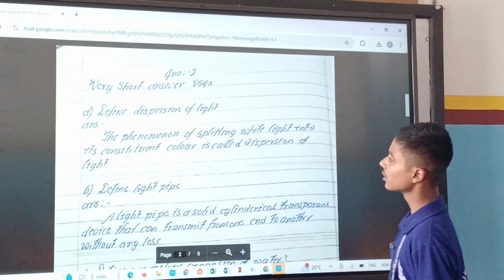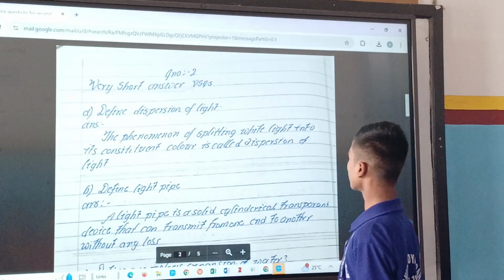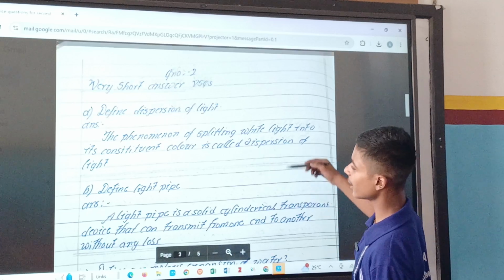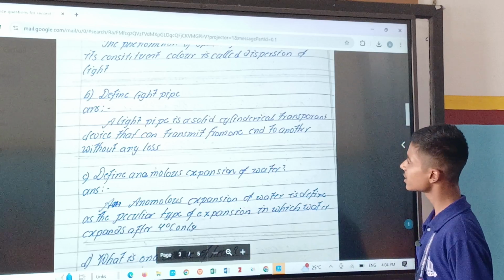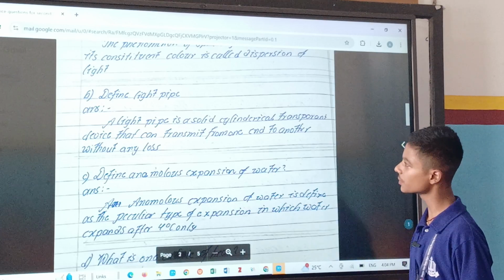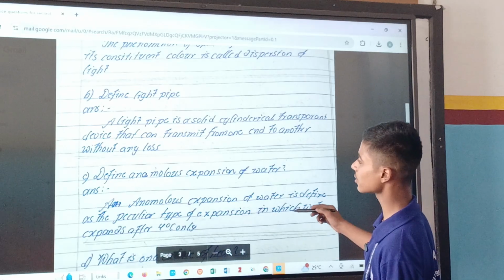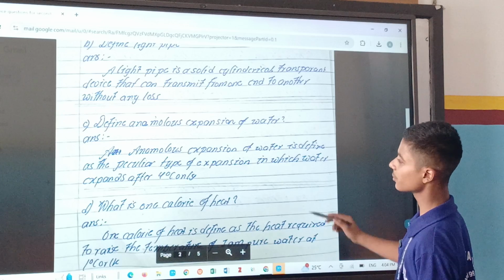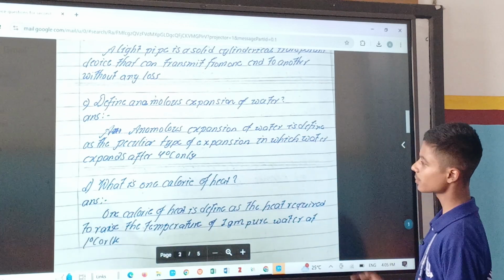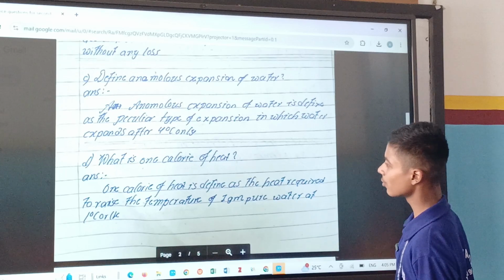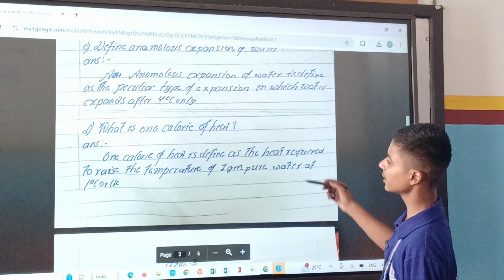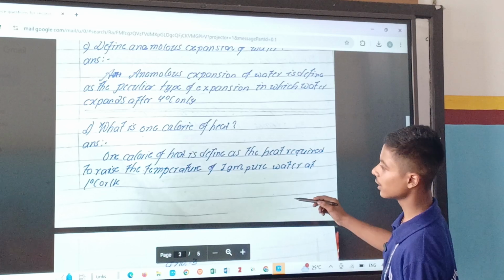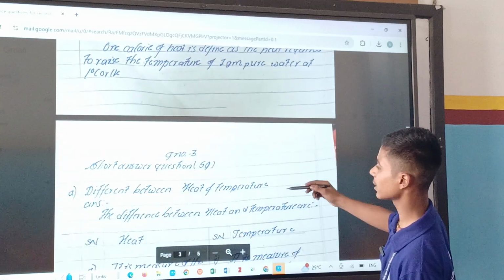Very short question answers. Define dispersion of light. The phenomenon of splitting white light into its constituent colors is called dispersion of light. Define light pipe. A light pipe is a solid cylindrical transparent device that can transmit light from one end to another without any loss. Define anomalous expansion of water. Anomalous expansion of water is a particular type of expansion in which water expands after 4 degree centigrade only. What is 1 calorie of heat? 1 calorie of heat is defined as the heat required to raise the temperature of 1 gram of pure water by 1 degree or 1 Kelvin.